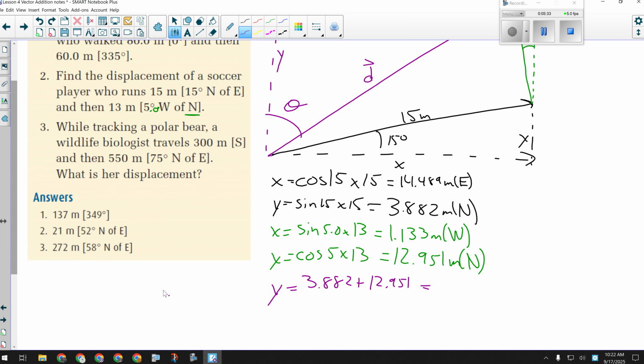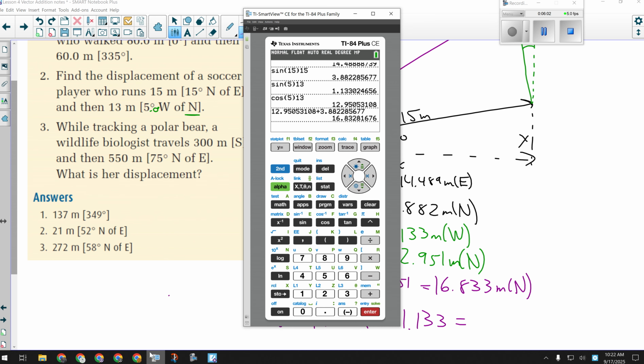16.833 meters. And that's north. Okay, so now I know this side here is 16.833. Right, and then I've got to find purple x, but I'd go east and then I backtrack. Okay, so I'll go 14.489 plus negative 1.133, and just to make sure that I'm reflecting that west is backwards.